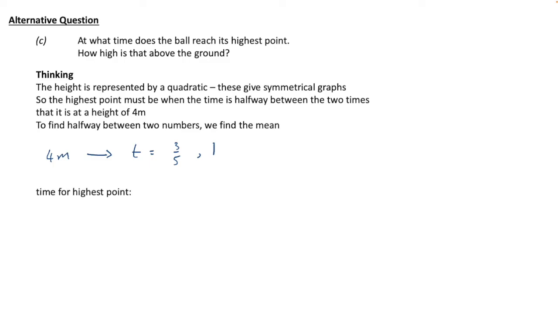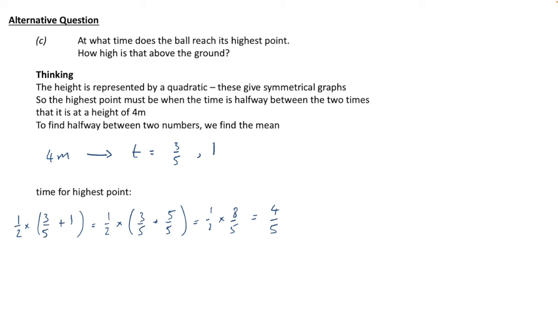So, the time for the highest point will be found by doing half of those two added together. So we've got half times 3/5 plus 1, which is a half times 3/5 plus 5/5, which is a half times 8/5, which is 4/5. So that's the time that the ball reaches its highest point.